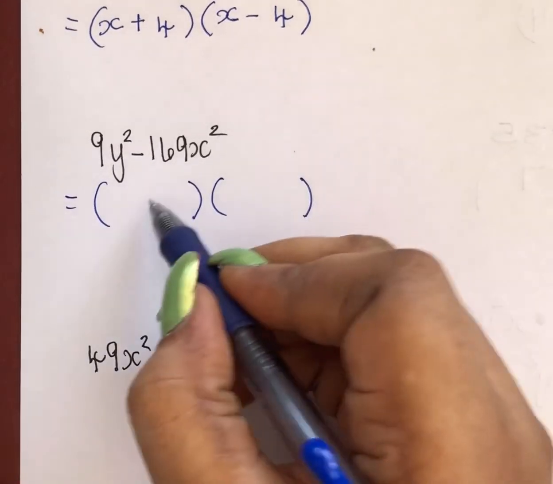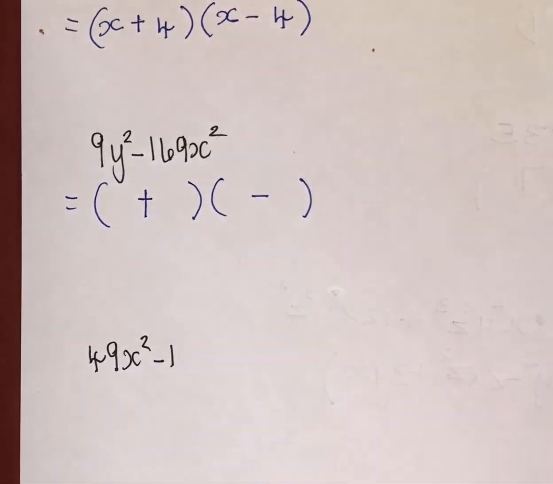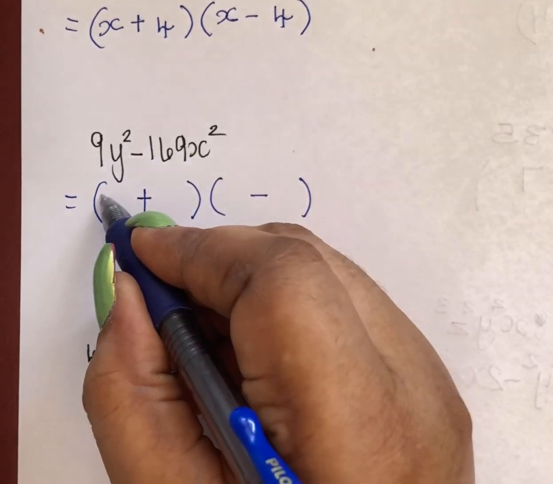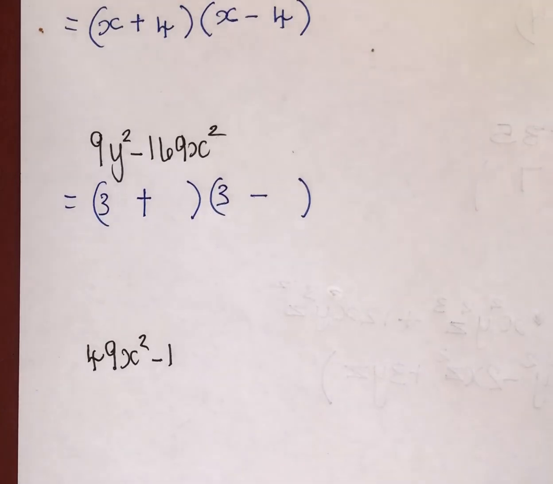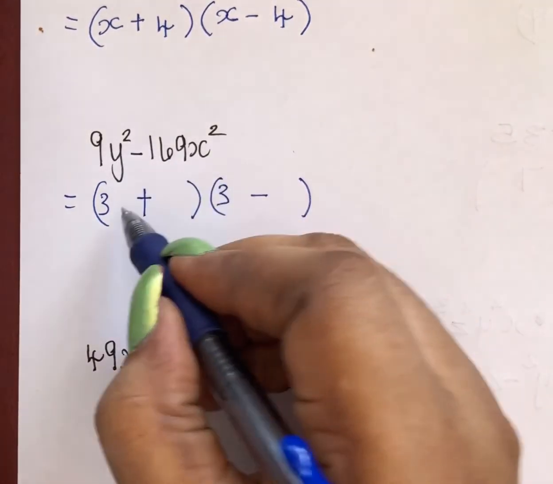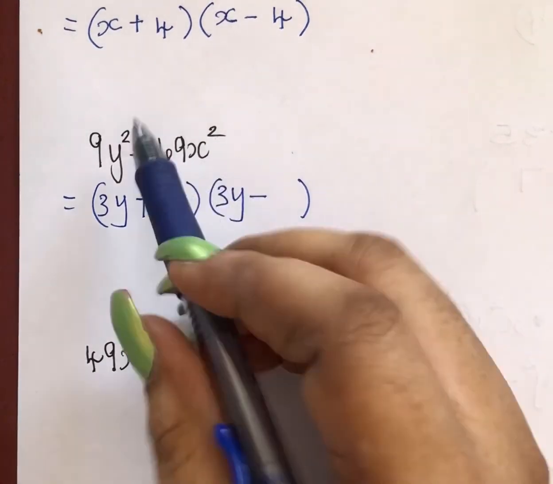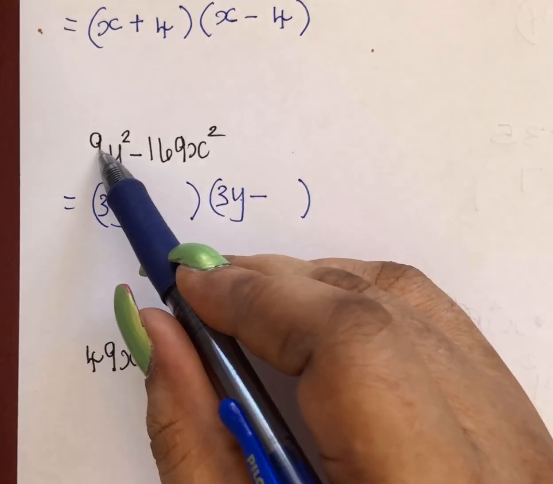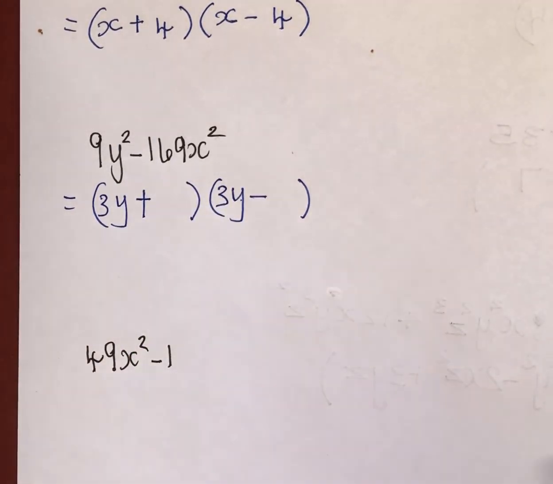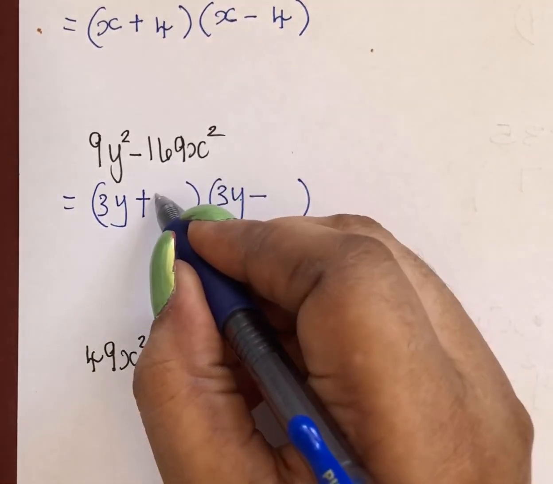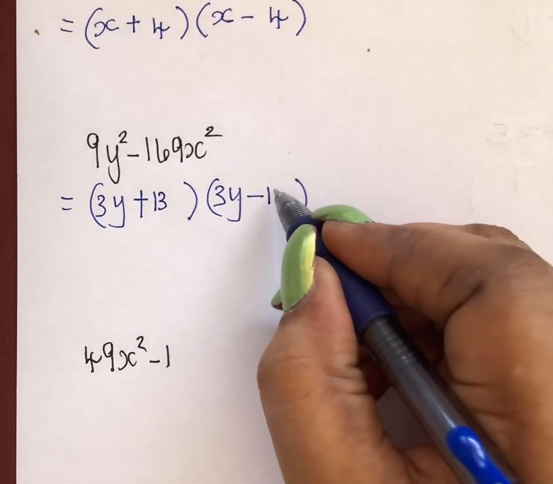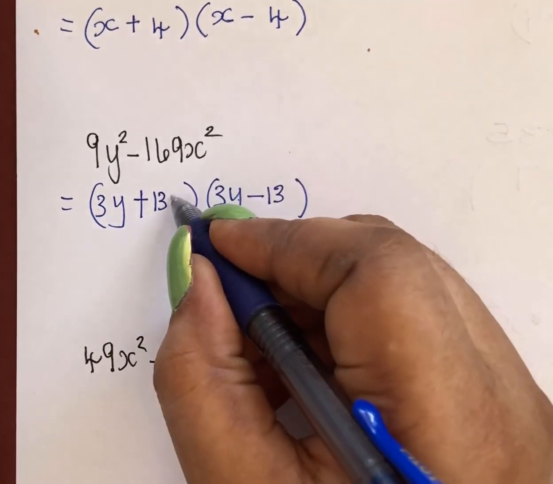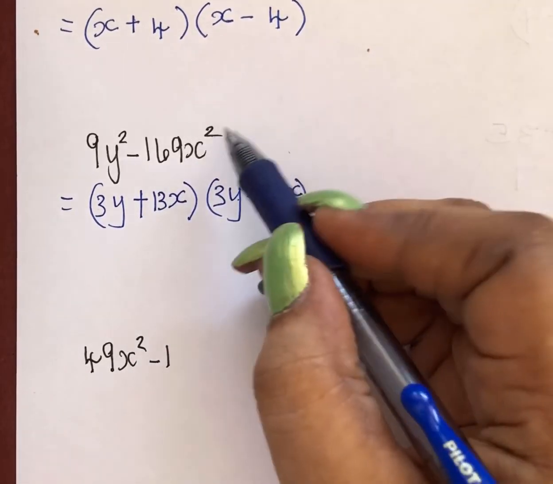Our product. One time we're going to add, another time we will subtract. 3 times 3 will give me 9. And y times y will give me y squared. So 3y by 3y is 9y squared. Finish with that part. I have 169. 13 times 13 will give me 169. And then I have x squared. So x times x will give me x squared.